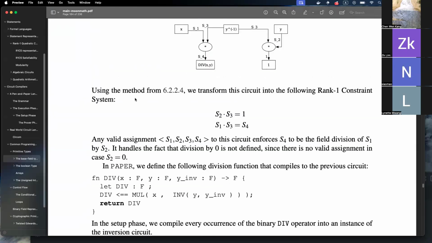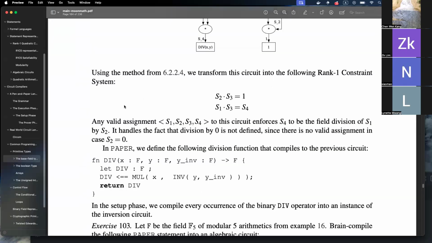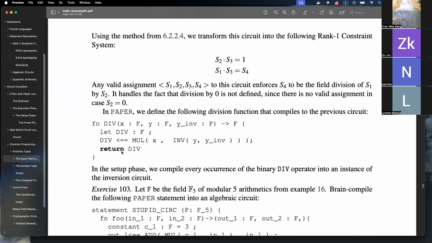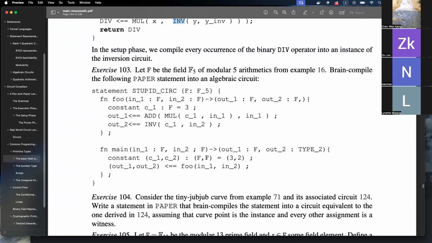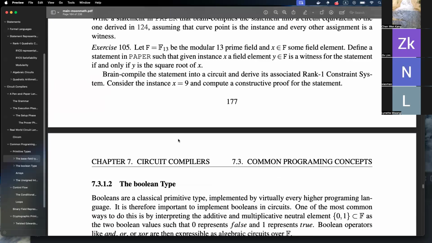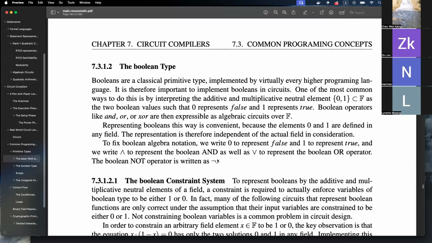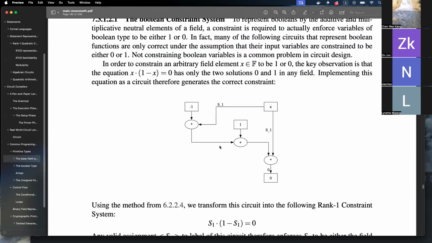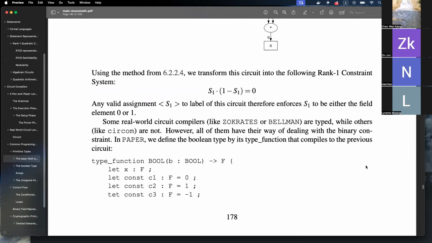Division: this shows how division in a circuit might look, which is something like this. Again, use of inverse, remember. Addition and multiplication are pretty simple to do in ZK, because it's pretty easy to do multiplication and addition in field arithmetic, and you can see it here as well. Boolean, 0 and 1. A Boolean constraint system can be something like this as well.